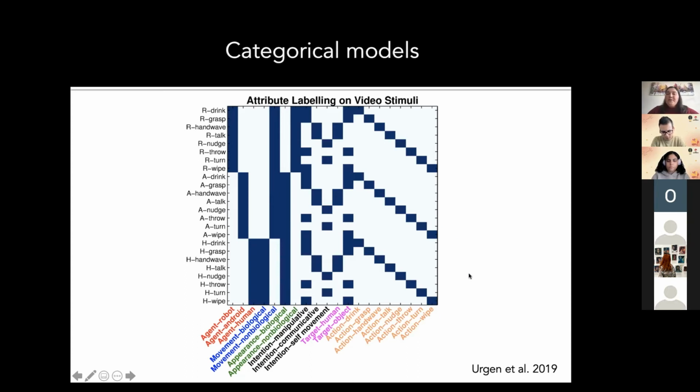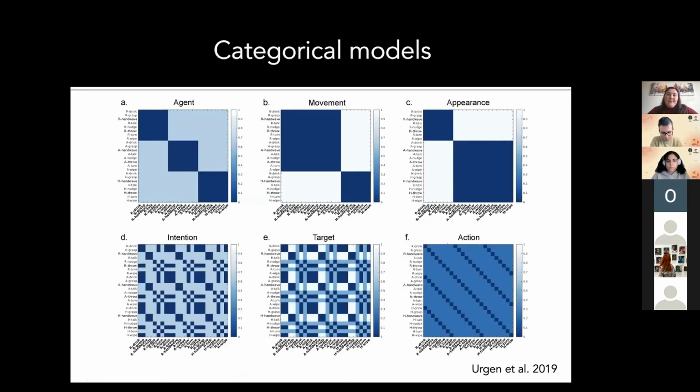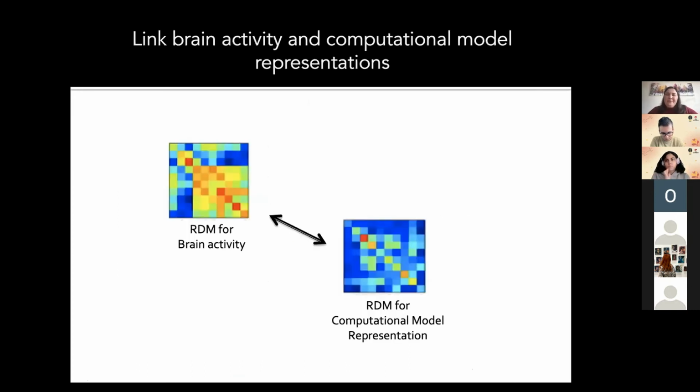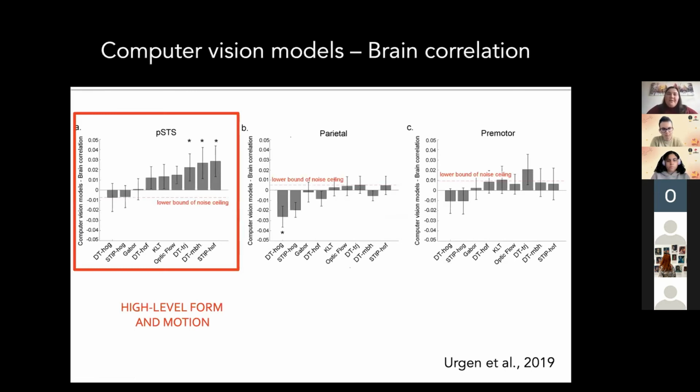So, we were interested in this type of high-level information. Is it possible that this type of high-level information is encoded in some part of this action processing network? And these are the representational dissimilarity matrices for our categorical models. And in the end, once we have our representational dissimilarity matrix for our brain activity and representational dissimilarity matrix for our computational model representations, we link them with correlation.